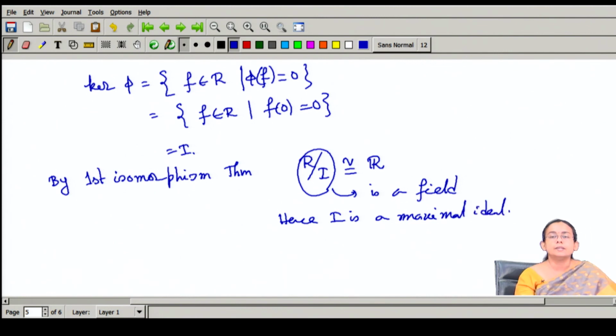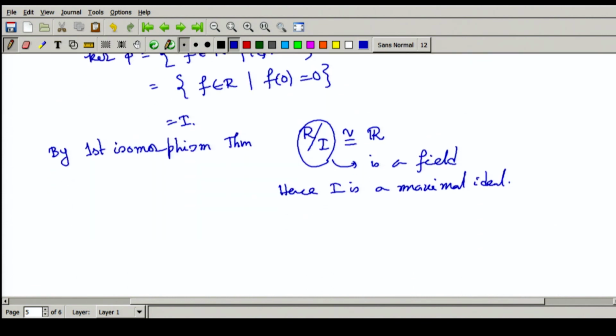So, you can see that this isomorphism theorem is very useful in order to identify the structure of the quotient ring, and in this case we have identified that this quotient ring is in fact isomorphic with the field of real numbers, and hence I is a maximal ideal in this case. Now, I will do one more example.